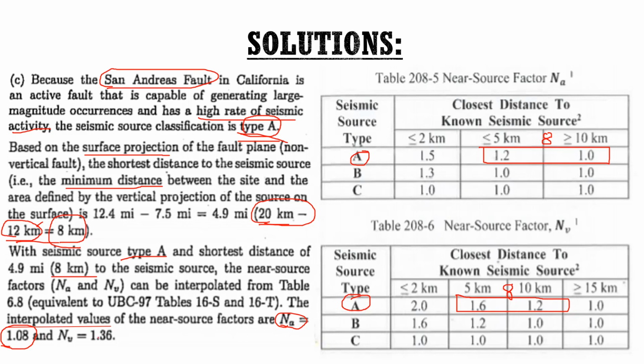Okay, so 1.08, then NV is 1.36. Make sure, guys, that it does not exceed these values, 1.6 or 1.2, because it is in between. It is in between 5 and 10 kilometers. Okay? So that is the NA and NV.